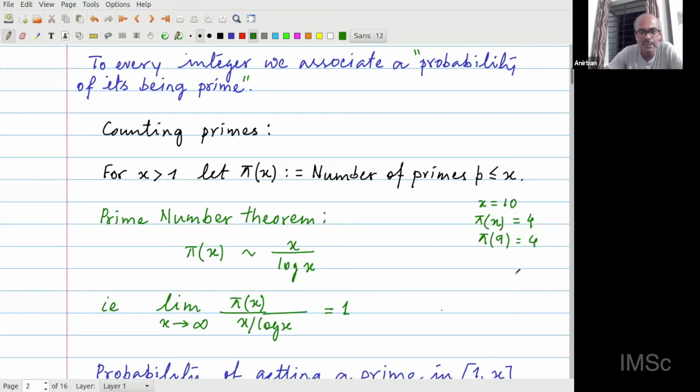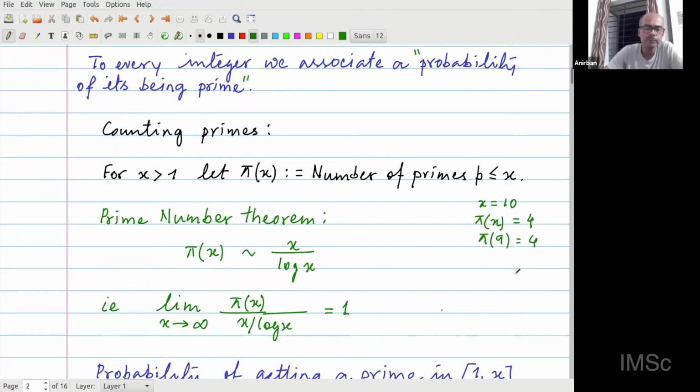So that's the understanding about counting of prime numbers. Of course, more precise results are known. We would be seeing them a little later. For the time being, just remember that the number of primes up to x is about x by log x, roughly x by log x.